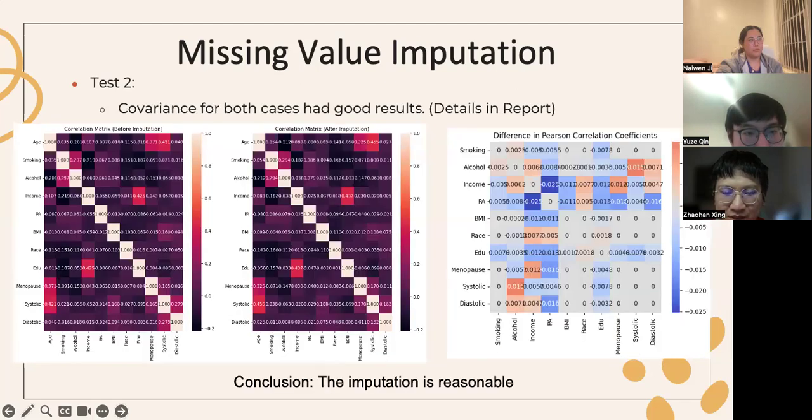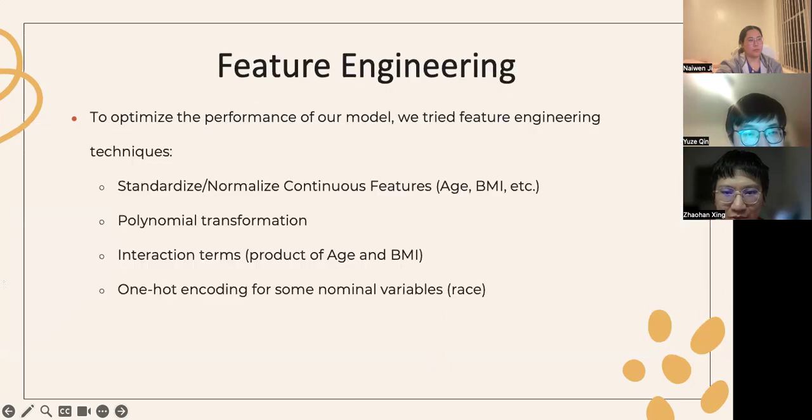And the second test we did is to check whether our imputation captures the correlations and covariances between all of the features. And this is the heat map that shows the correlation between all pairs of the features. Actually, it is very similar, so we can conclude that the imputation is very reasonable. And we will also show details in our report.